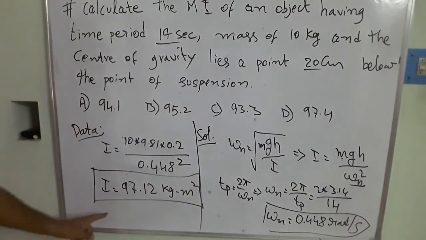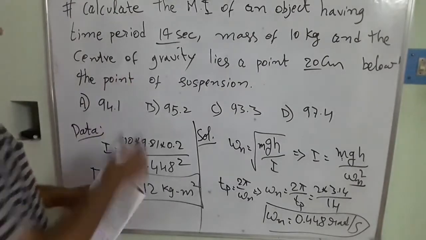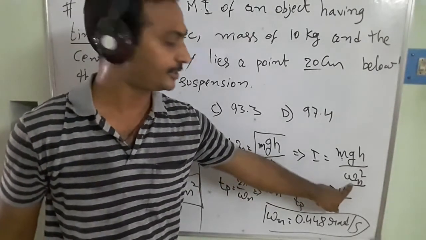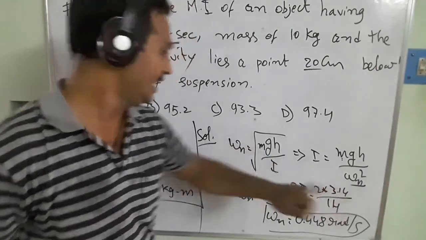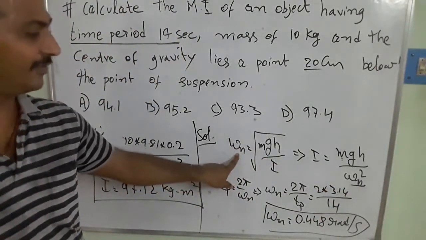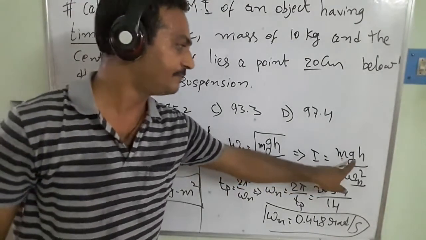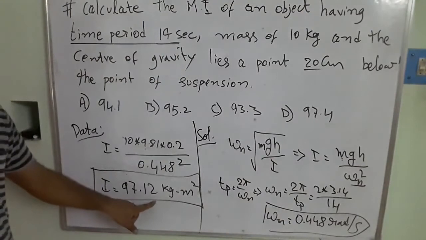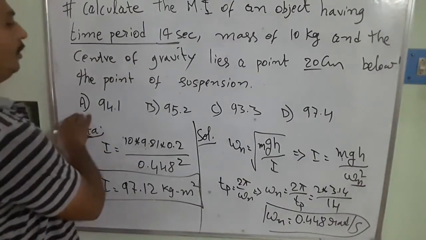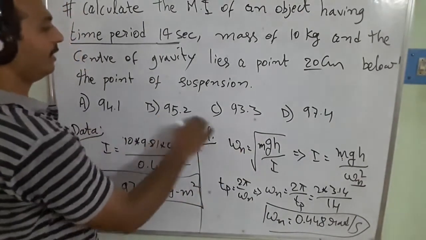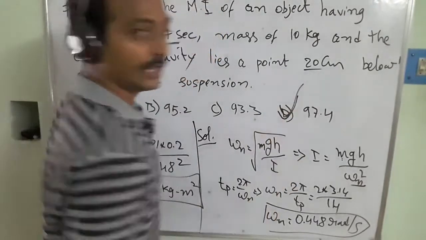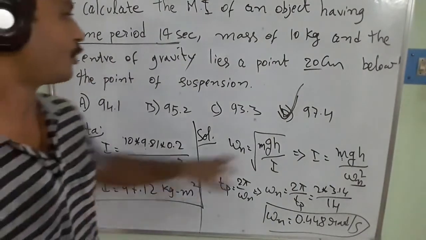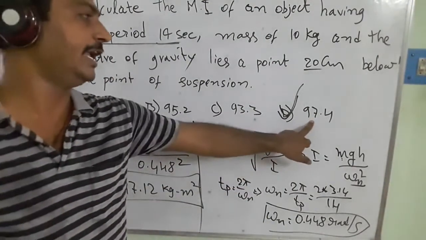So this way we calculate when they give the time period. From the time period I calculated the circular frequency of the system. Once we have the circular frequency, I substituted it in the equation I is equal to mgh by omega n square, and from this I got 97.12. So from these options, which is the right one? D is the right answer, 97.4, because it is approximately equal to this value. That's why we choose D, 97.4.